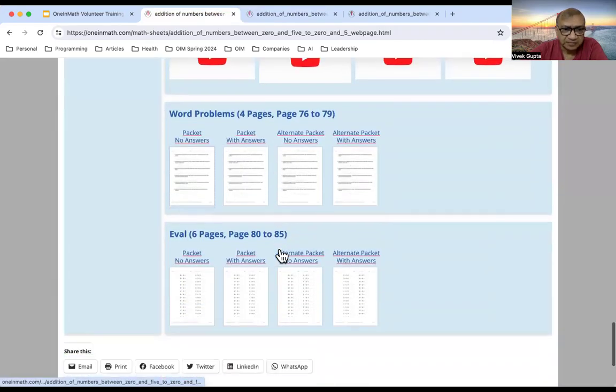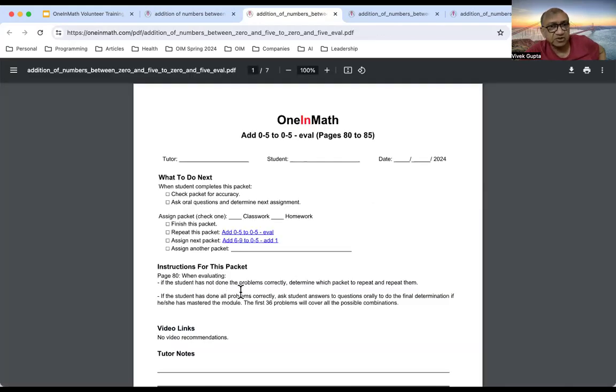Now the last packet in every module is called the eval packet. Eval is really evaluating the student, that they have really understood every concept that has been taught in this particular module. And so this is the packet that never goes home. This is something that needs to be done in the class by the student.